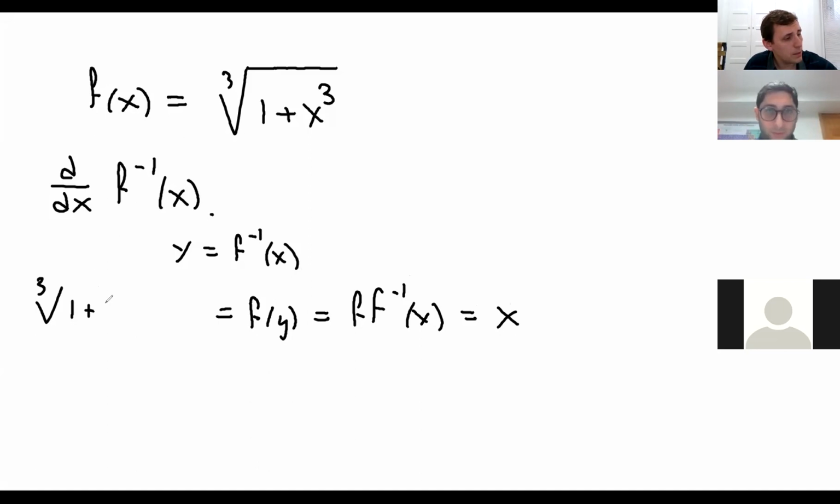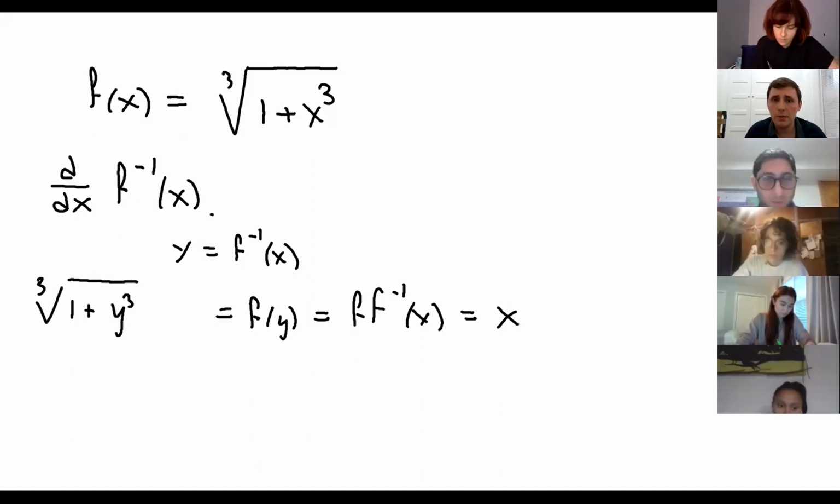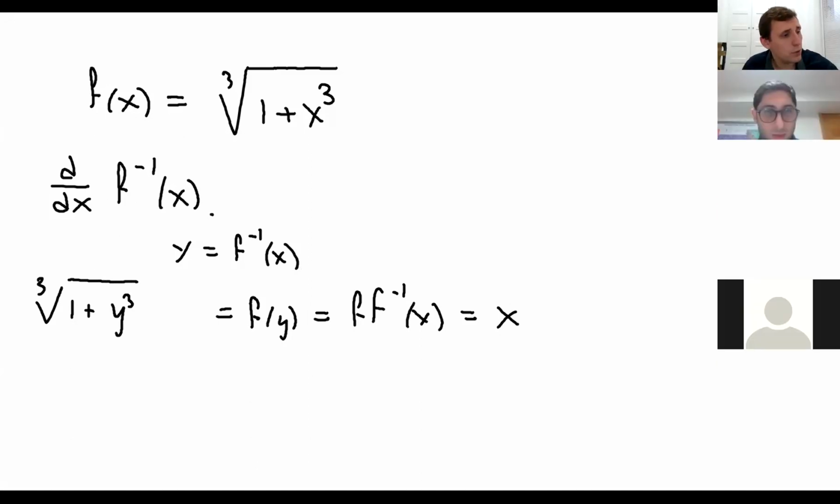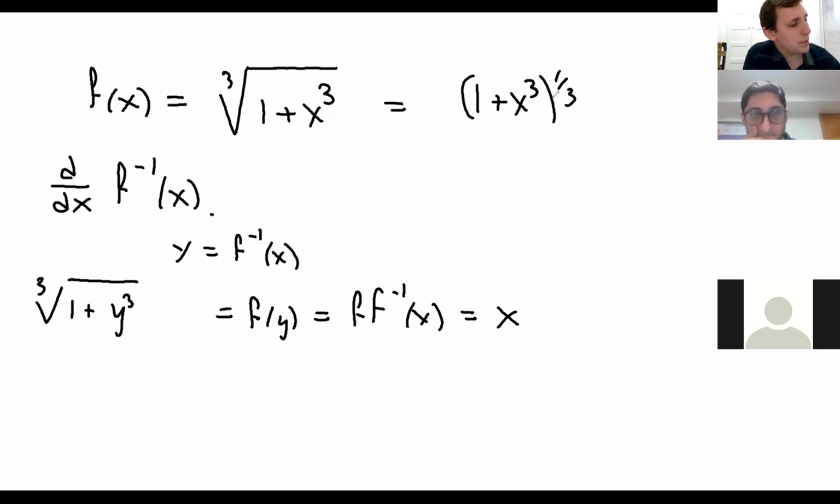On the other hand, anything that f eats, it takes the cube root of, and yes, this is what we get. Agreed? That's f of y. You might prefer to write this function as (1 plus x cubed) to the power of 1/3. So then what's the derivative of this function by implicit differentiation?